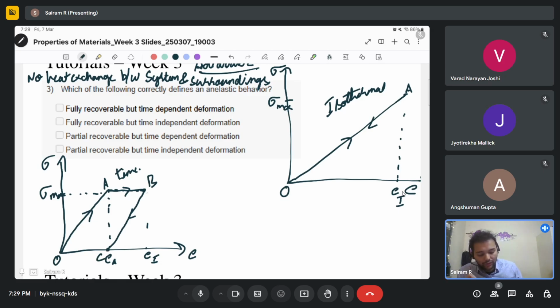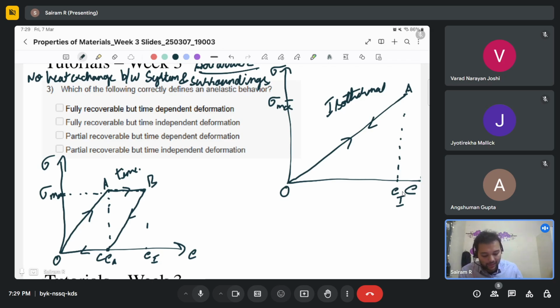It reaches from B to C upon instantaneous removal of the load, and it again takes some time for this system to come back from the strained condition, even after removal of load, to its zero strain and zero stress position, to its initial position. So we have a hysteresis formed here when our material shows an anelastic behavior.